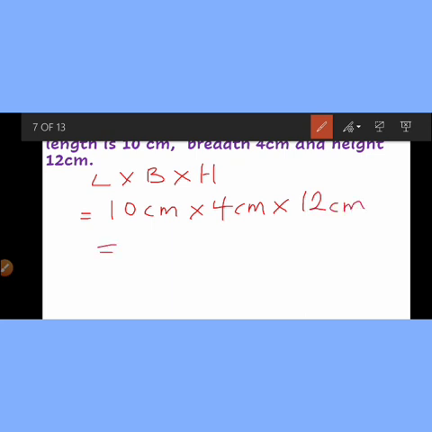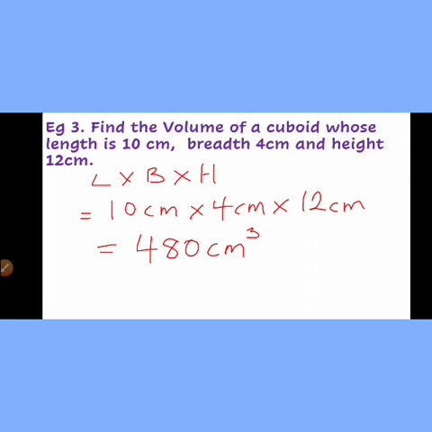So what are we expected to do here? To multiply out. So 10 times 4 will give us 40. And 40 times 12 will give us 480 centimeter cube. So this is the final answer. So the volume of this cuboid here is 480 centimeter cube. All right, let's go further.